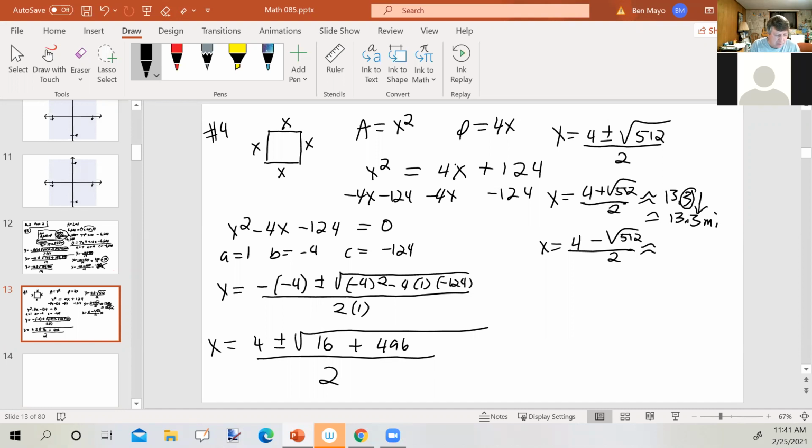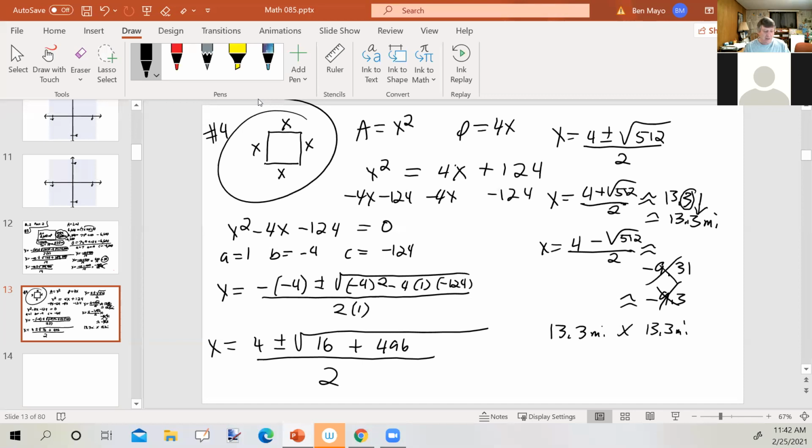The second one, we get negative 9.31, which would round to negative 9.3. But here again, just like the previous problem, since we're looking at a distance, it can't be negative. So let's see, it says find the dimensions. The dimensions would be 13.3 miles by 13.3 miles. Okay, there you have problem number 4. Any questions before we go on to number 5?